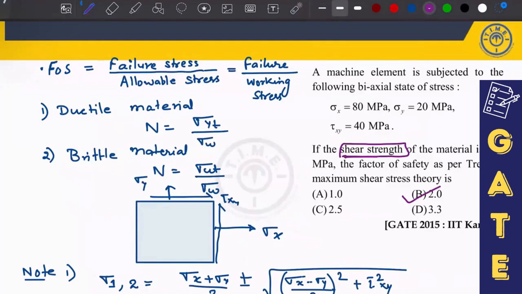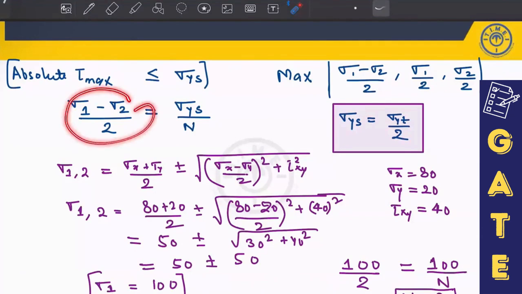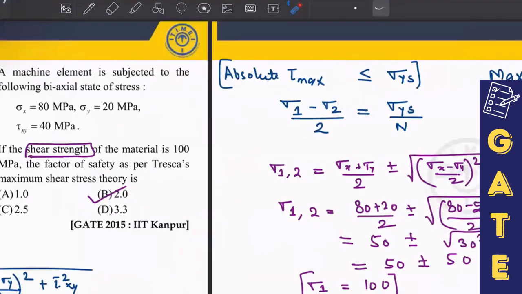From this particular question, first of all, you understood how to calculate the major and minor principal stresses. Once you know these values, you can calculate the unknown parameter, the factor of safety. If they have given the yield tensile strength, you just put the yield tensile strength by 2 here, and then again you can calculate the n value.